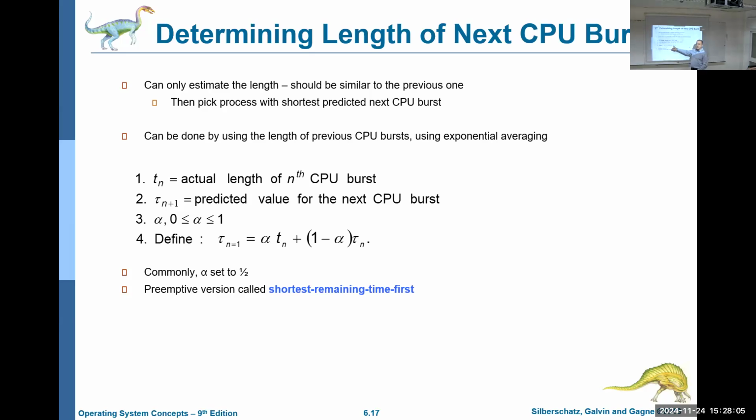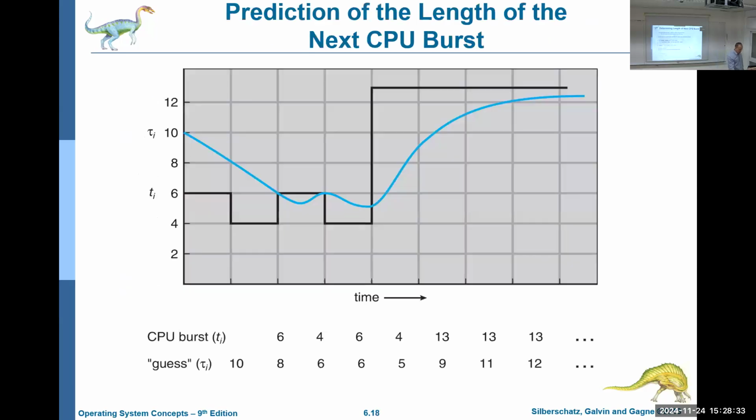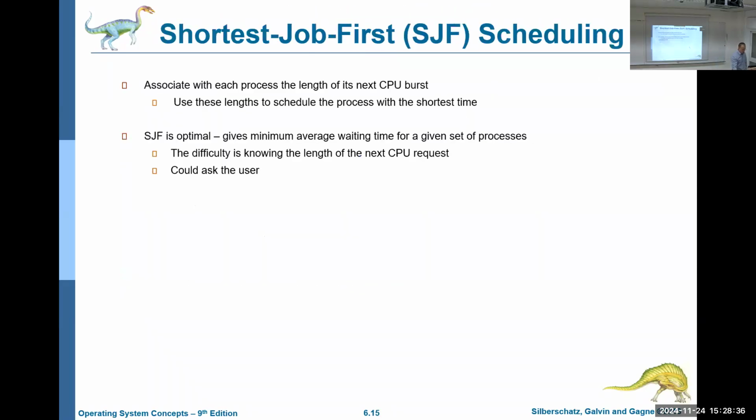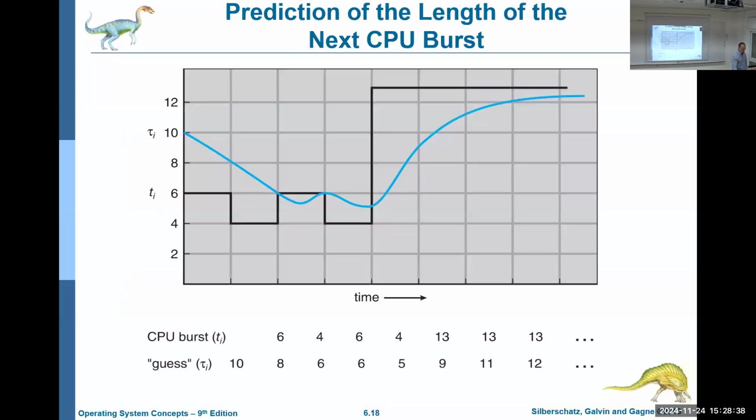So 3.5 plus 5 is 8.5, but we'll round up to 9, because we're going to keep it in integer units. So our next prediction is 9 in that system. Let's say we predicted 9 over here. I think I have an example here. Yeah, here's an example.